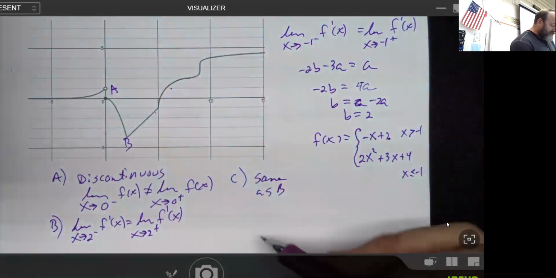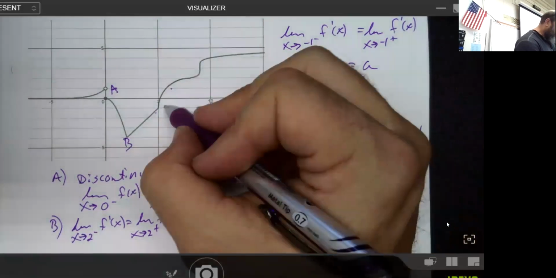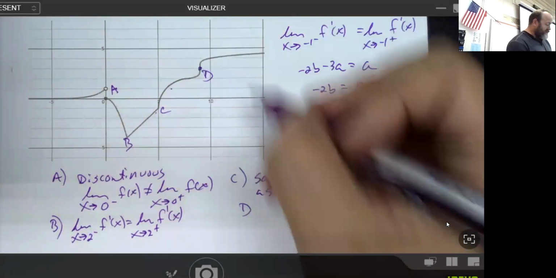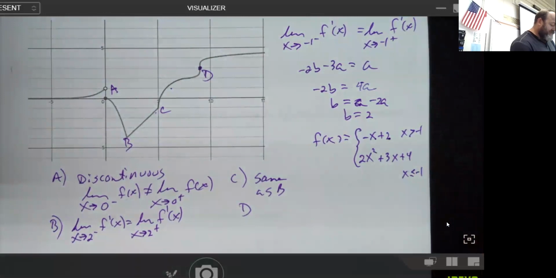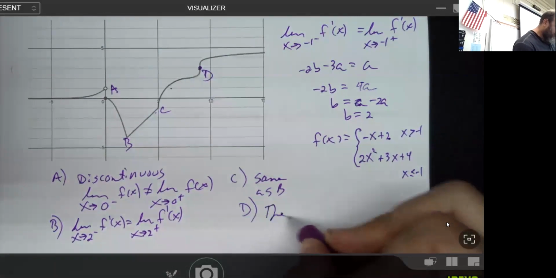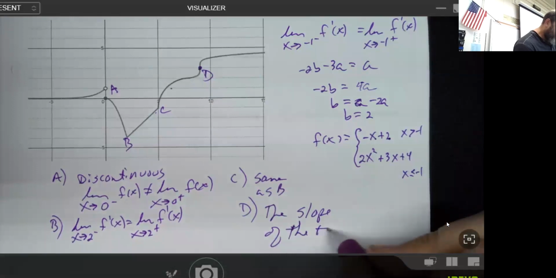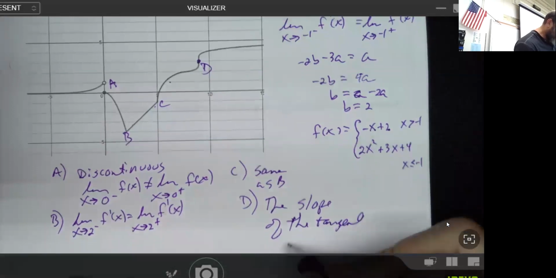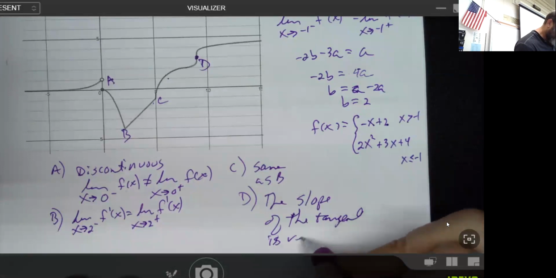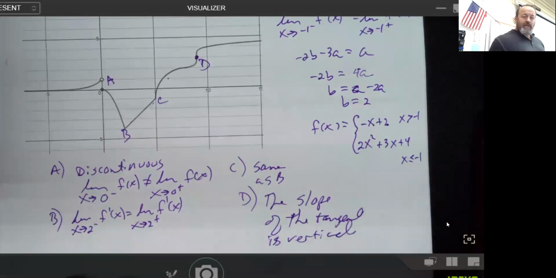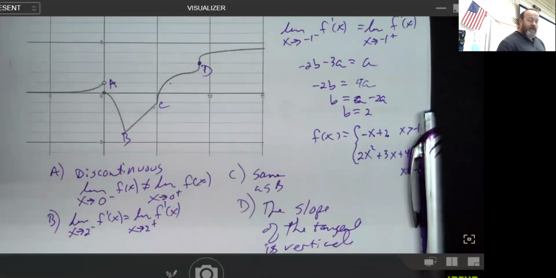And our last problem is at D, right here. The problem at this place is that the slope of the tangent is vertical. And that finishes up that particular question, number 6, and I'll be back with the next video shortly.